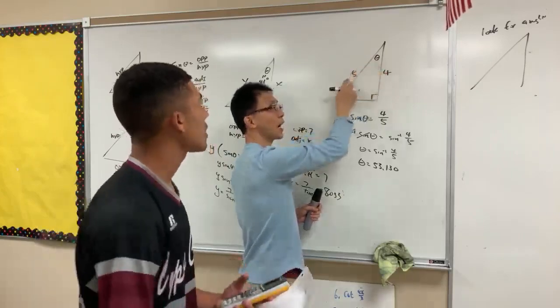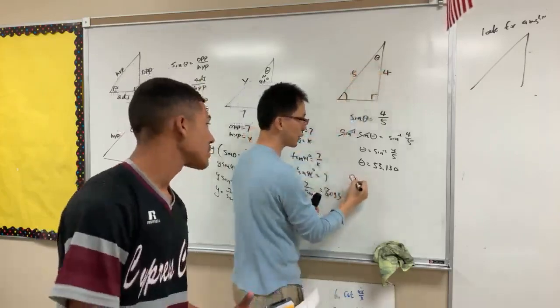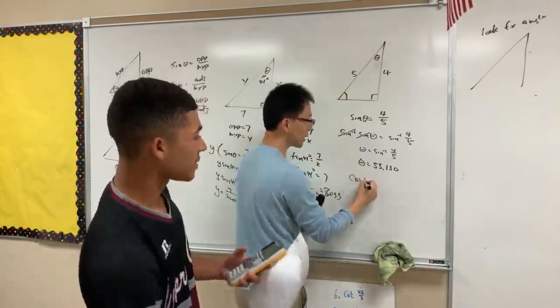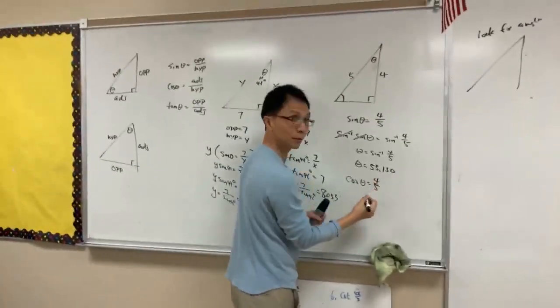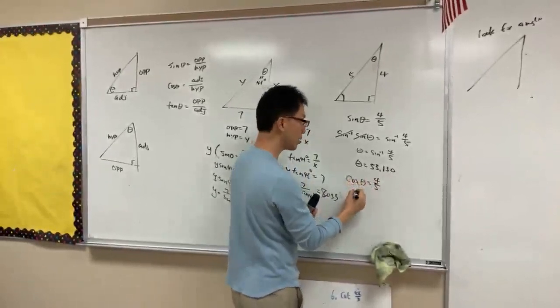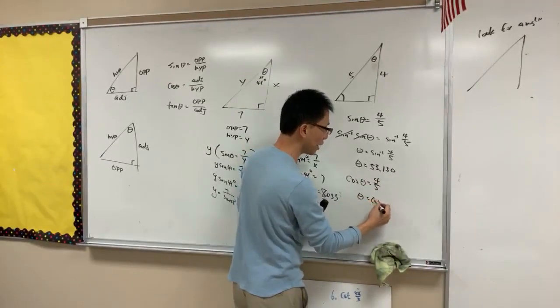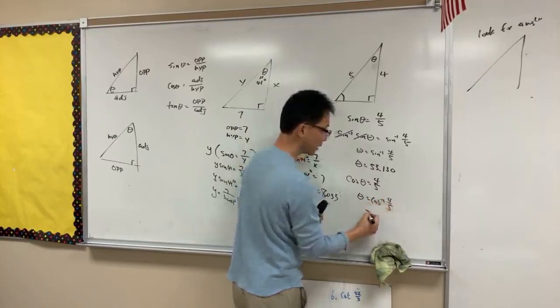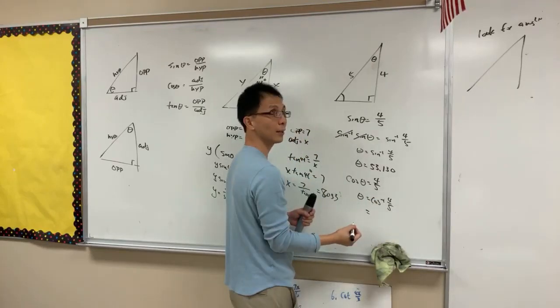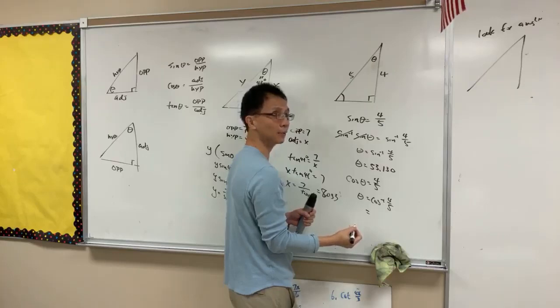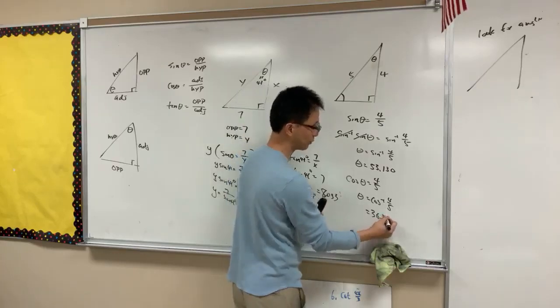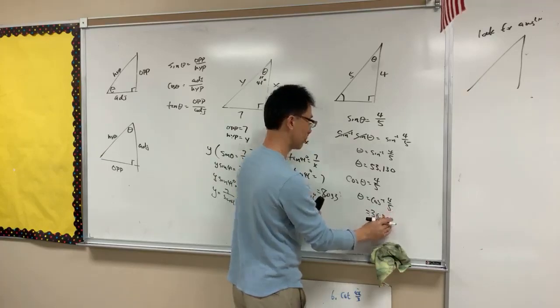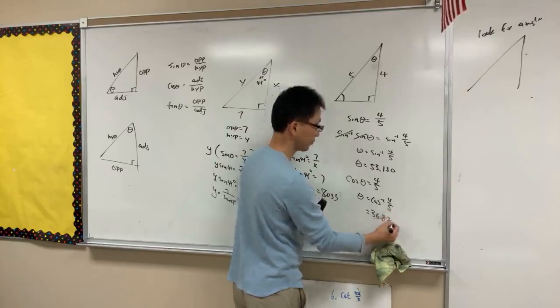The 4 is the adjacent, right? And the hypotenuse. So can I use cosine? You're going to get the same answer. Cosine theta is equal to what? 4/5. Then you take theta equal to cosine inverse of 4/5, and you're going to get an angle of 36.86.